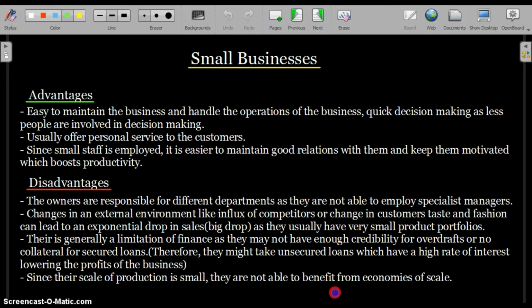They don't buy in bulk because their demand is very small, so their supply is also less, and hence they don't get to buy a large amount of stock at once. So they can't avail much purchasing economies of scale. They also can't avail other economies like marketing or finance. All these economies of scale are only availed by businesses which have a larger scale of operation. Small businesses don't have that, so that's also a disadvantage. This is one of the big disadvantages as well.